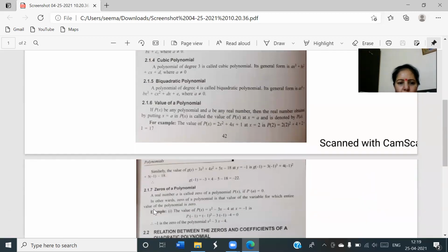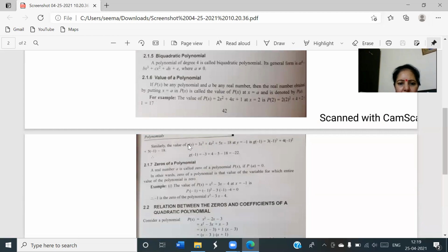Similarly, in the next polynomial, g(y), which is given to you here in the form of x and the value of y, it should actually be x. And we replace x by -1. By replacing it, we get the value as -22. It's called the value of a polynomial.